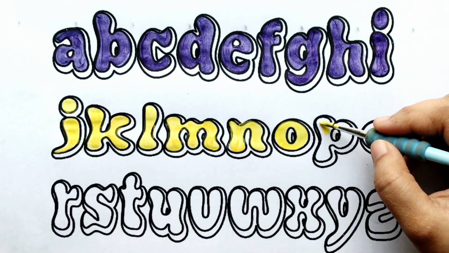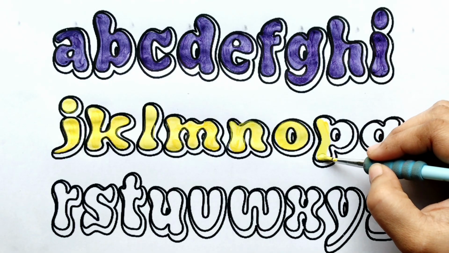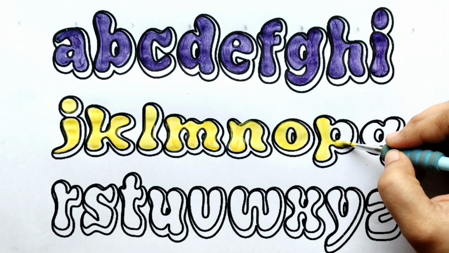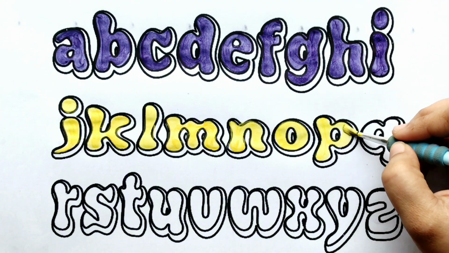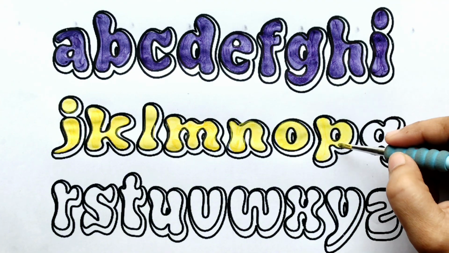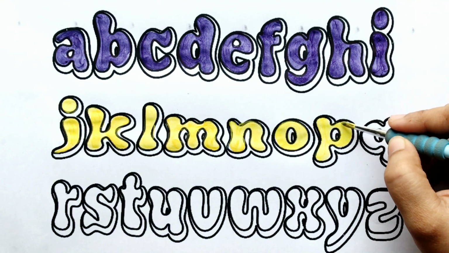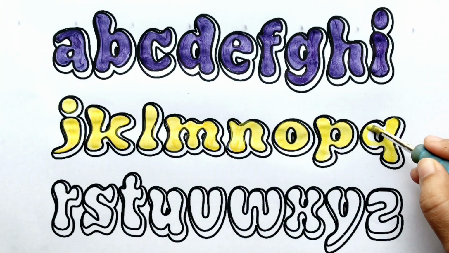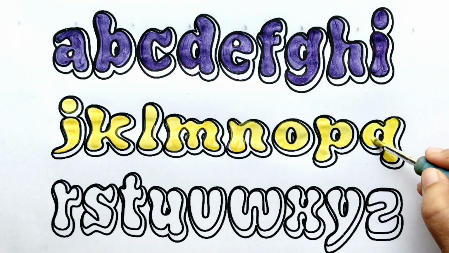A, B, C, D, E, F, P for peacock. H, I, J, K, L, M, N, O, P, Q, R, S, T, U, V, W, X, Y, and Z. Now I know my ABCs. Q for queen. Next time, won't you sing with me?